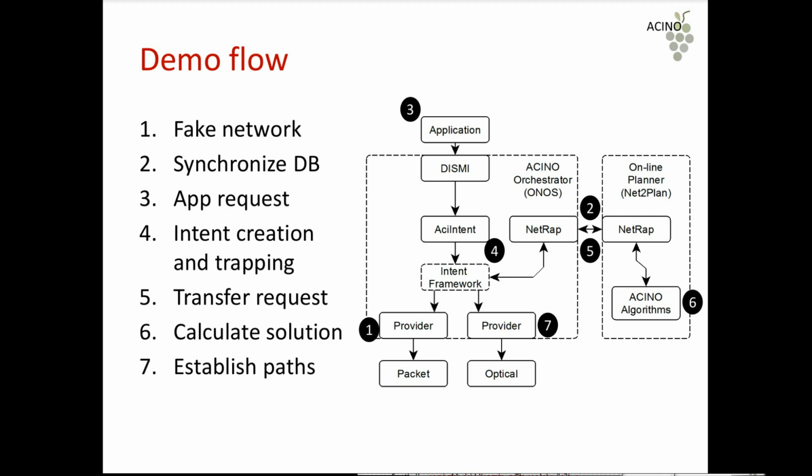We first need to create our fake optical network, then synchronize the databases of ONOS and Net2Plan. The applications then issue a request, which creates an ONOS app-centric intent, which in turn is tracked by the NetWrap ONOS application, which then transfers it to Net2Plan. In Net2Plan, the Achino algorithms try to calculate a multi-layer path and send it to ONOS for establishment. Okay, let's look at the different pieces.